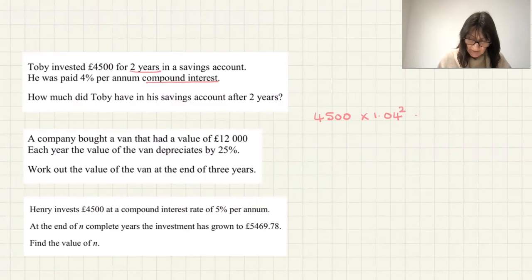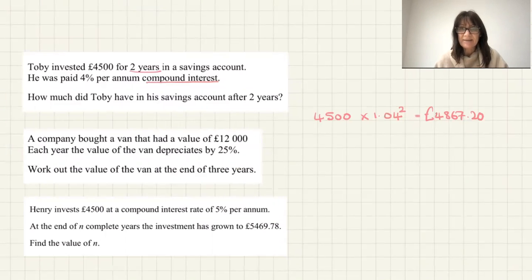And you put that in your calculator and you get £4,867.20. Now, if you're not sure about that multiplier and how I'm pulling that together, then really please do go back and watch the video that really clearly explains what's going on there.